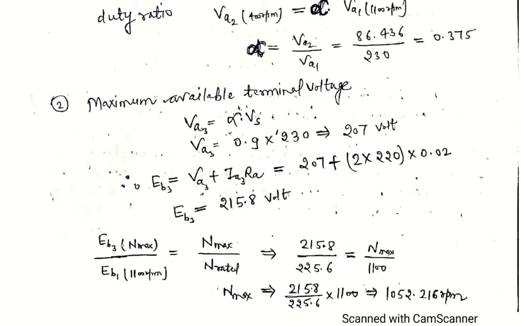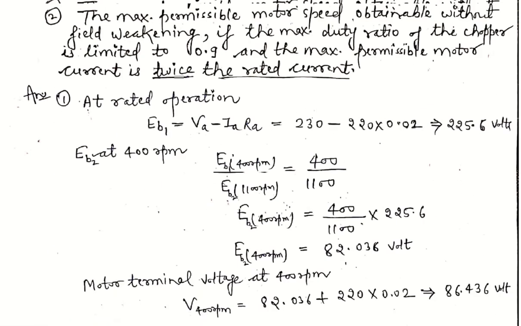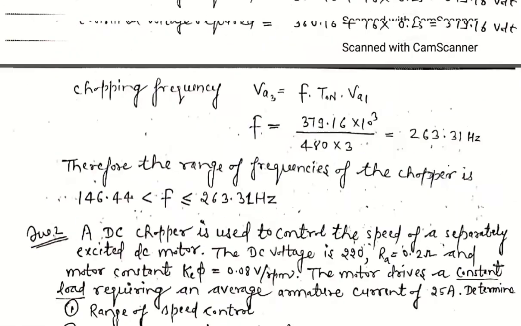Now we will calculate the speed corresponding to this Eb3. We simply apply the formula N is proportional to Eb upon phi. By this relation, we calculate the speed corresponding to this new value of back EMF, which is obtained to be 1052.216 RPM. So in this way, we have seen some numerical problems based on these DC drives.